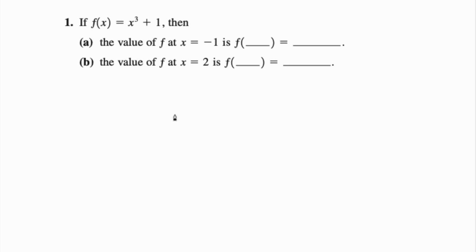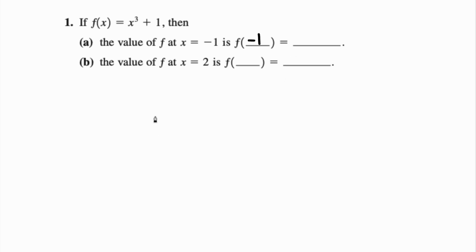We're given the function f(x) equals x cubed plus 1. This means for any input x, we cube it and then add 1 to get the output. Let's break it down. For part A, we need to find the value of f(x) when x equals negative 1. To do this, we must plug negative 1 into our function. So this is how we would write it.